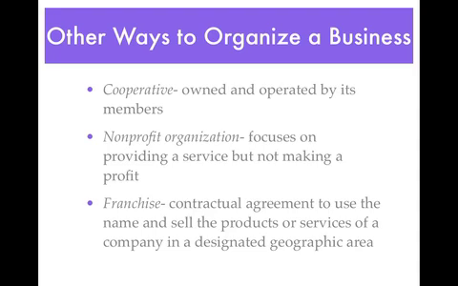And then lastly is franchises. Franchises are contractual agreements to use the name and sell the products or services of a company in a designated geographic area. Popular ways of doing this are through fast food restaurants like Taco Bell, and stock businesses like Edward Jones, which is a common one in the United States. They offer a good or a service, and then to run the franchise, you have to invest the money to pay the franchise fee for a share of the profits.